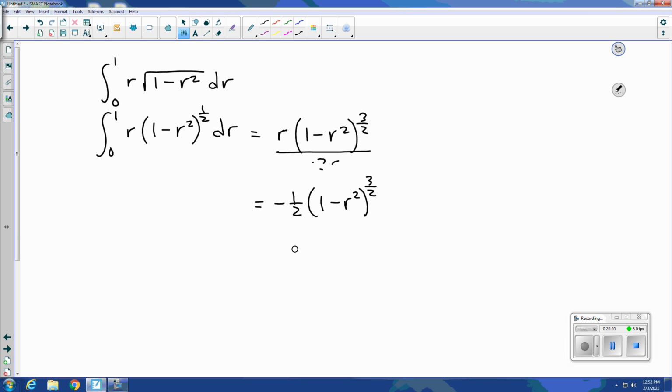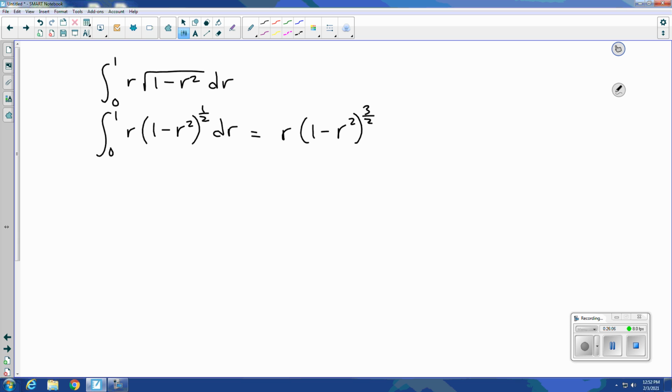My mistake, I forgot one thing. Backtrack. So we're going to do the antiderivative of the uglier piece, which again, we're going to add 1, but I forgot to divide by the new exponent. So I'm going to divide by 3/2, but I also have to divide by the derivative of the inner.